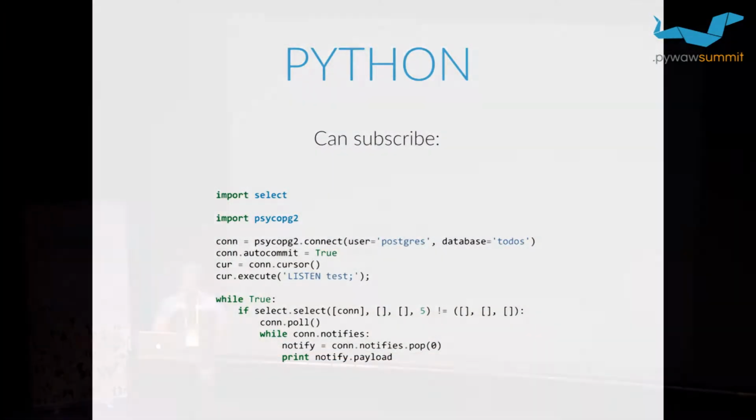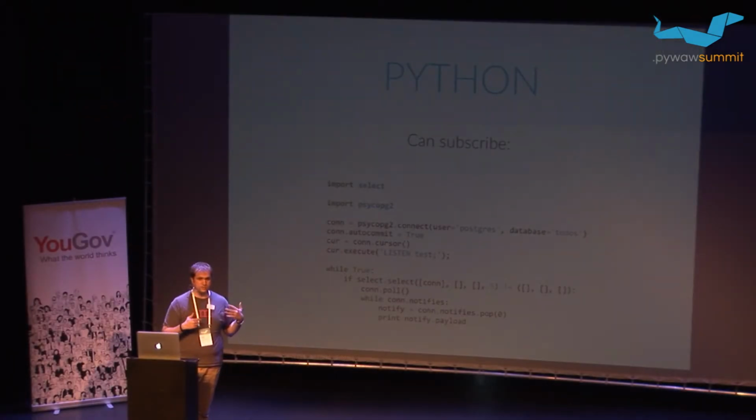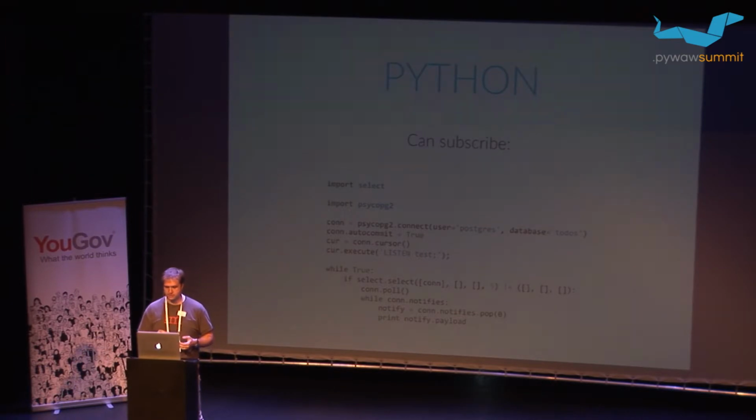So we go up to the Python layer. Python can subscribe to these notifications out of Postgres. This example is just barely tweaked from one given in the psycopg2 docs. It gets down to a layer that maybe we don't hit very often. It's using the actual select module and blocking on that.